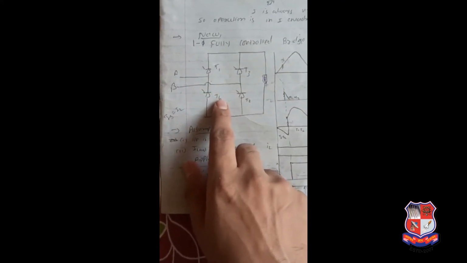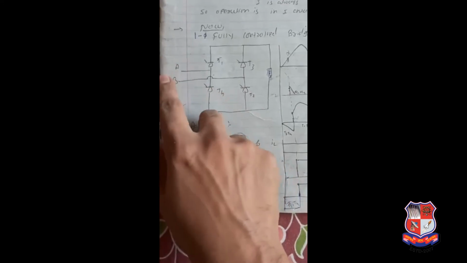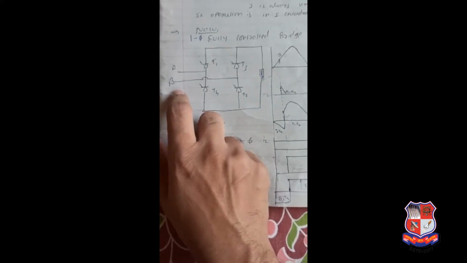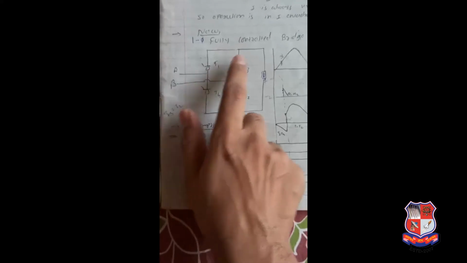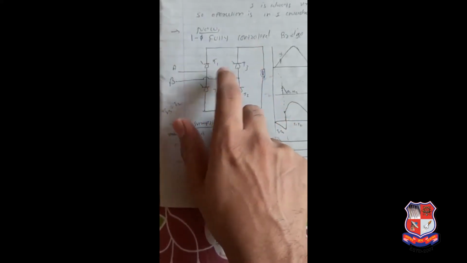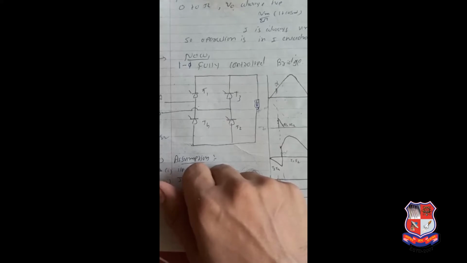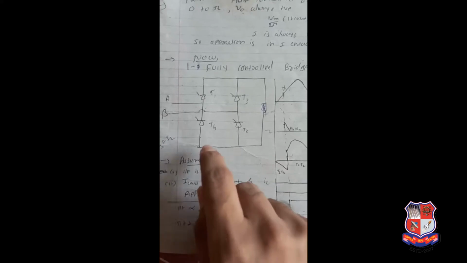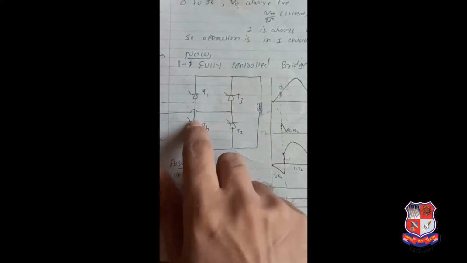So let's understand it. This is the circuit of a fully controlled bridge rectifier. The input terminals are A and B, and the input is sinusoidal. As we know, it is a rectifier, so it will convert AC to DC. Why is it called fully controlled? Because the switches we are using here are self-commutating switches, and we can control them as per our requirement. So T1, T2, T3, T4, and this is your load.